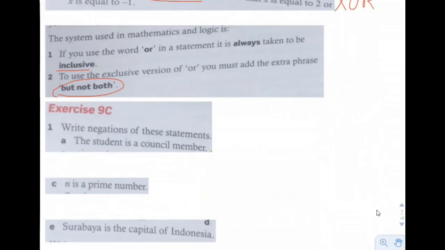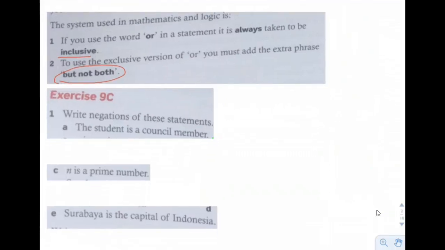Okay, so write the negations of these statements. Now we're going to talk about negation, which means something is not whatever. So we're just going to try to change these sentences so that they're negations. The student is not a council member. N is not a prime number.